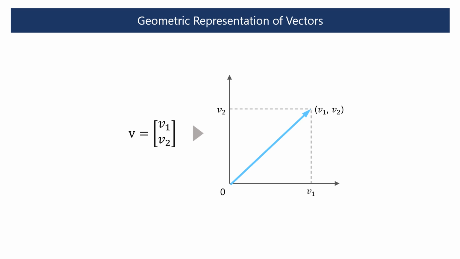We can visually represent vectors as arrows in space. For example, in a two-dimensional space, we can represent this vector as an arrow starting at the origin and ending at a point. The length of the arrow corresponds to the vector's magnitude, and the direction of the arrow shows the vector's direction.